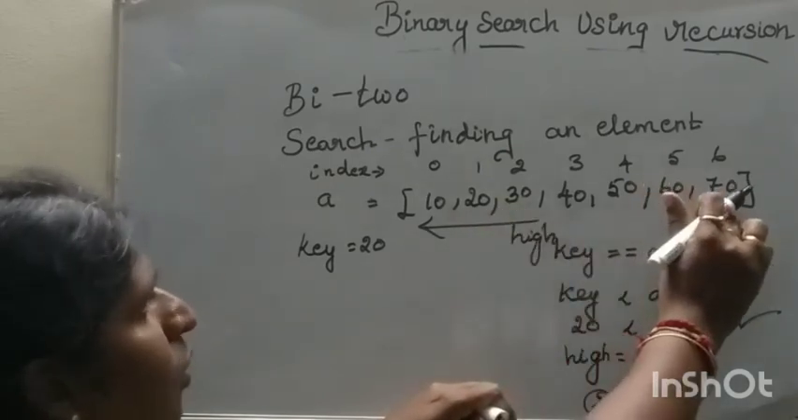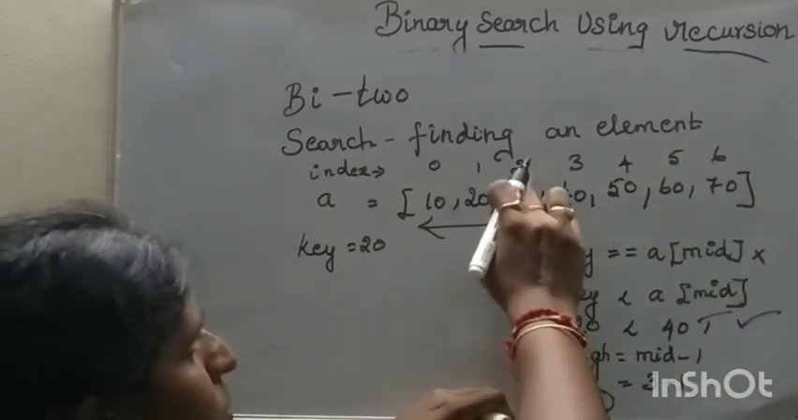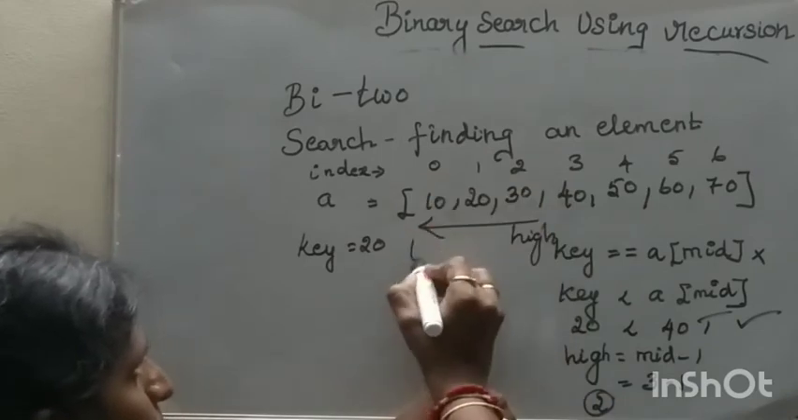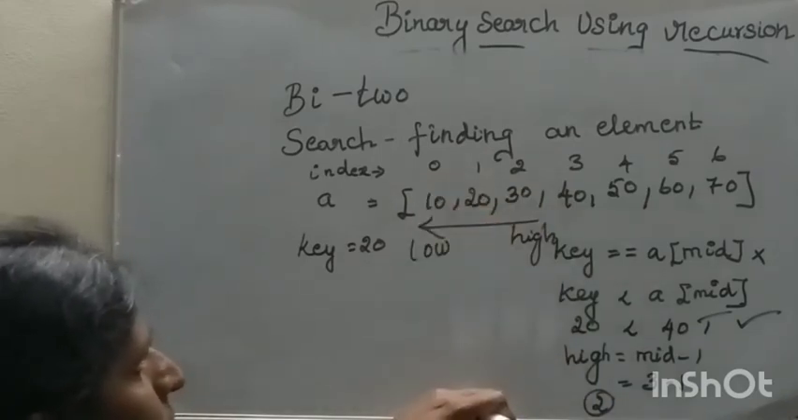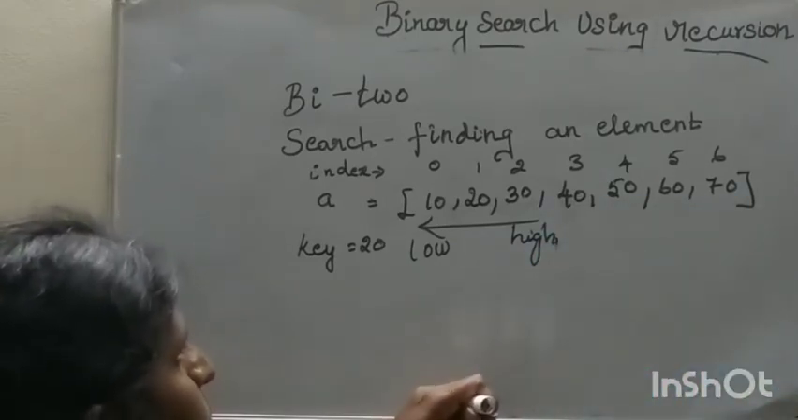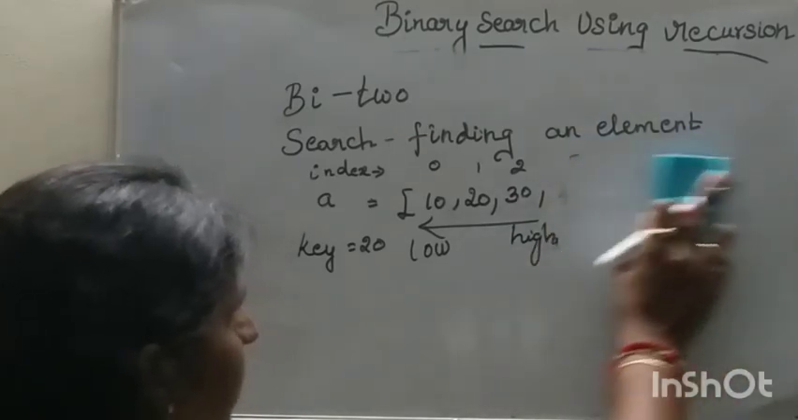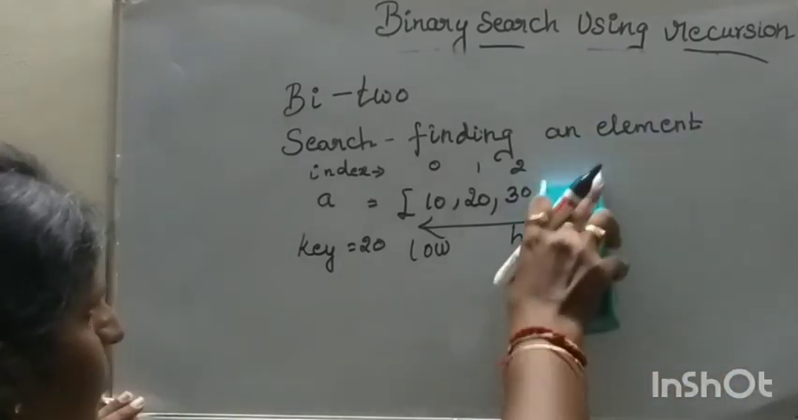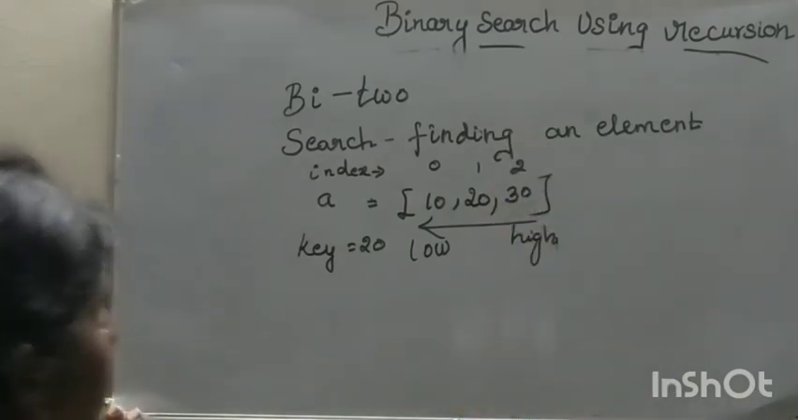Previously the high value pointed to index 6. Now the high label points to index 2. This is my low value, the low index value. You need not search for the element in the right side part of the middle element. Up to this part you can search.